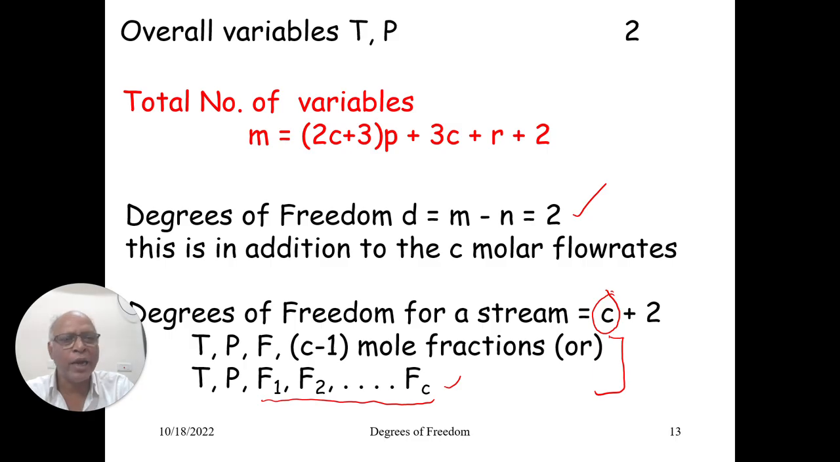If you are not satisfying this C, the degrees of freedom for a stream is not complete. So the two possible options to do this are, this is one. The second possibility is, instead of defining individual masses or moles, you define the total flow rate of the entire stream involving all the components and define C minus 1 mole fractions. So there is 1 and C minus 1 mole fractions are C minus 1 variables. 1 plus C minus 1, you are addressing this C.